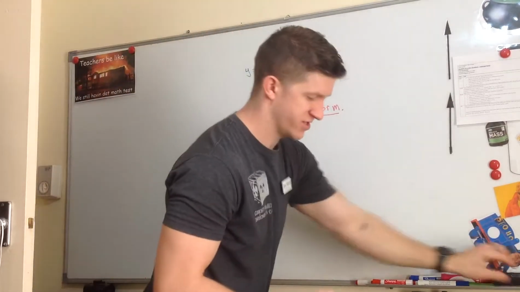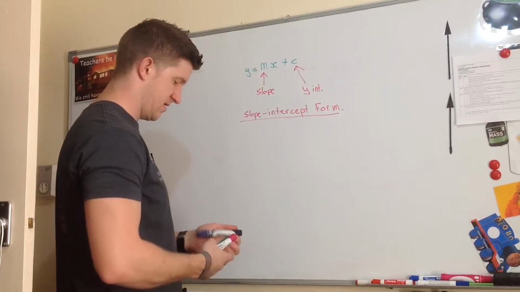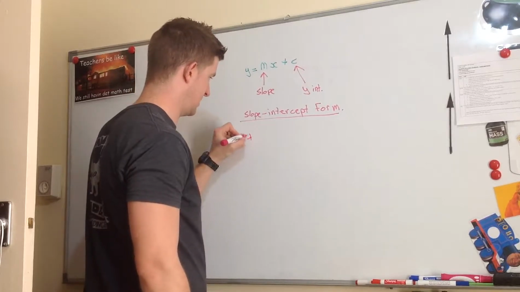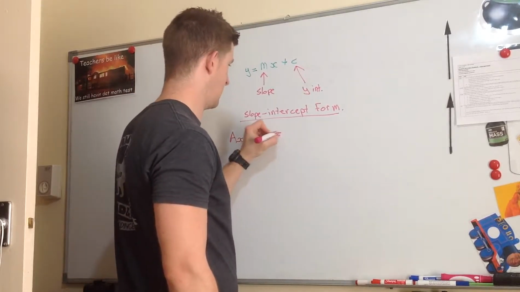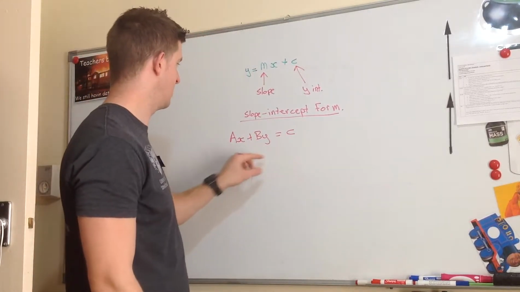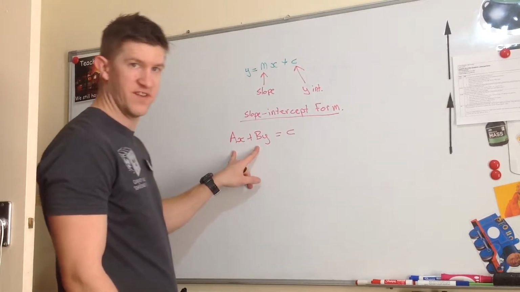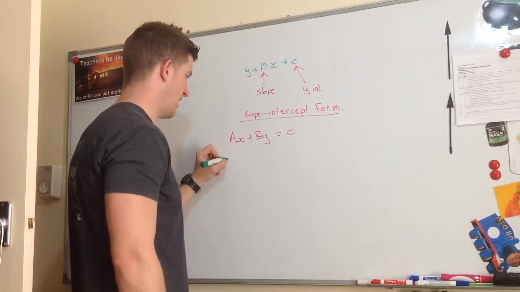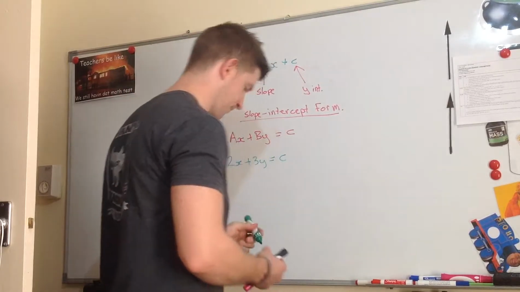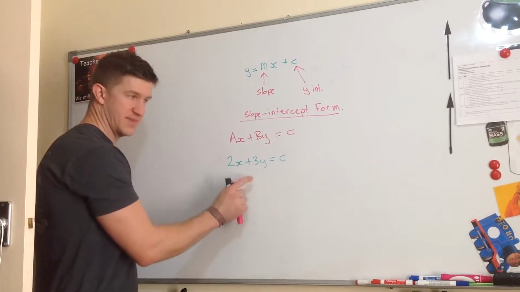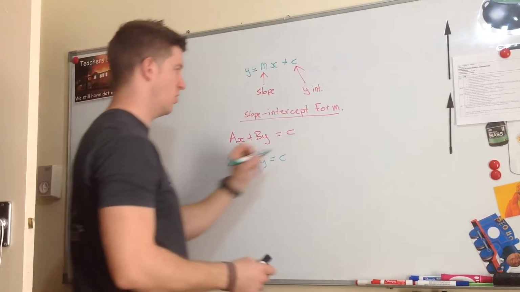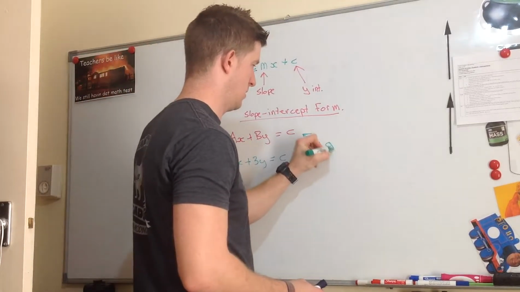Now, the other form that I mentioned, general form, looks like ax plus by equals c. So, slight variation. I've still got c, I've still got x and y. A and b are just coefficients, they're just numbers. So an example of this would look like 2x plus 3y equals c. So if my x and y are on the same side, and I've got c, which is just a constant, just a number, on the other side, this is what we call the general form.